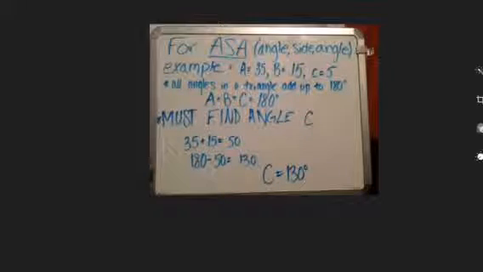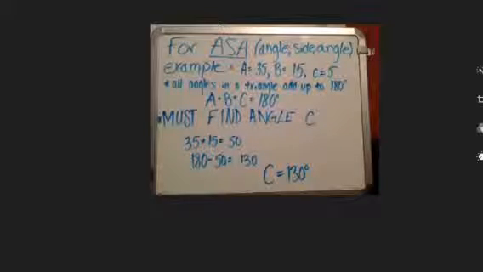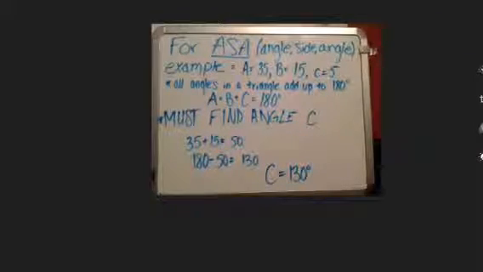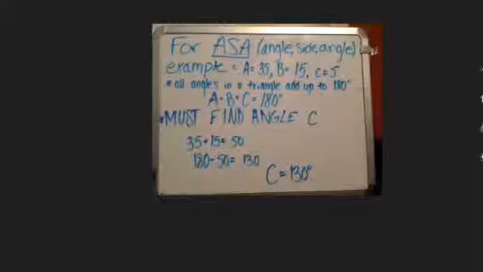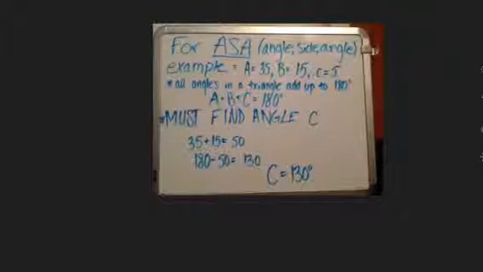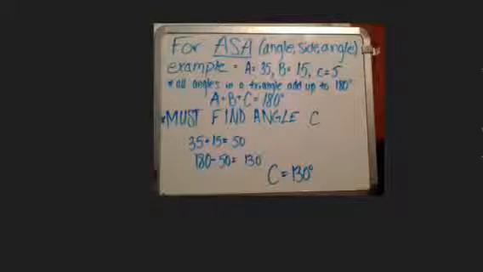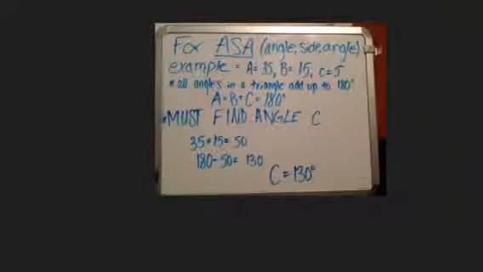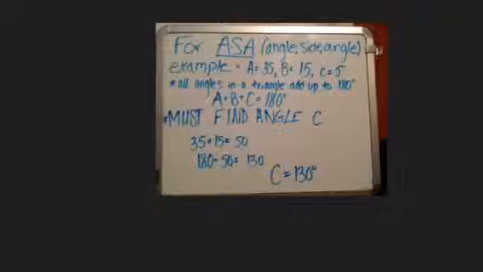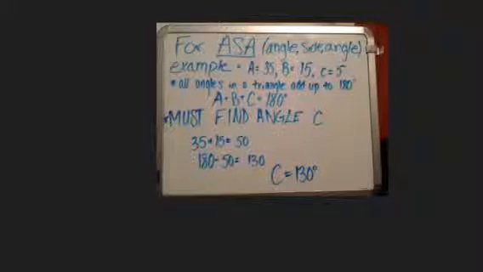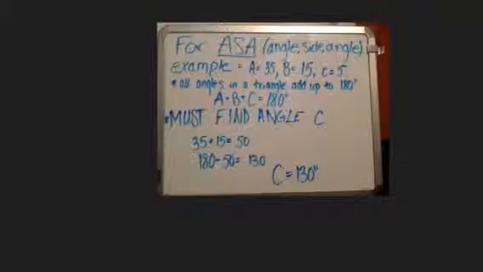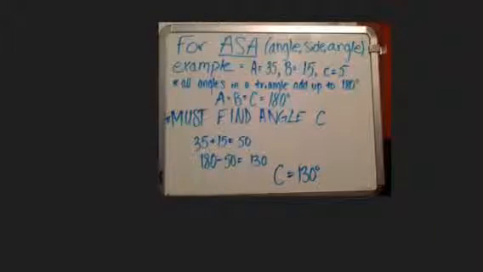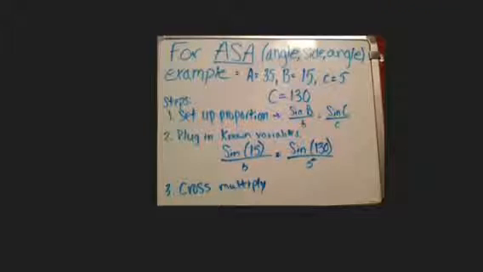For ASA, an example is given. Angle A equals 35, angle B equals 15, and side c equals 5. Angle C must be found in order to find side b. All angles in a triangle add up to 180 degrees. Angle A plus angle B plus angle C equal 180 degrees. After adding the angles given, 35 plus 15 equals 50. 180 minus 50 equals 130, meaning that angle C equals 130 degrees.